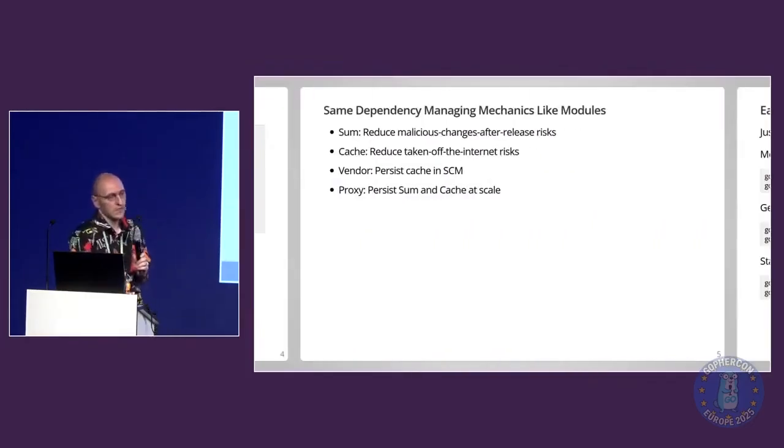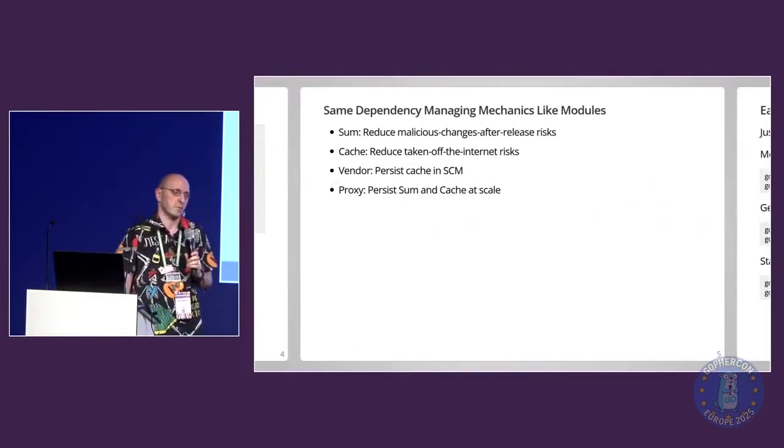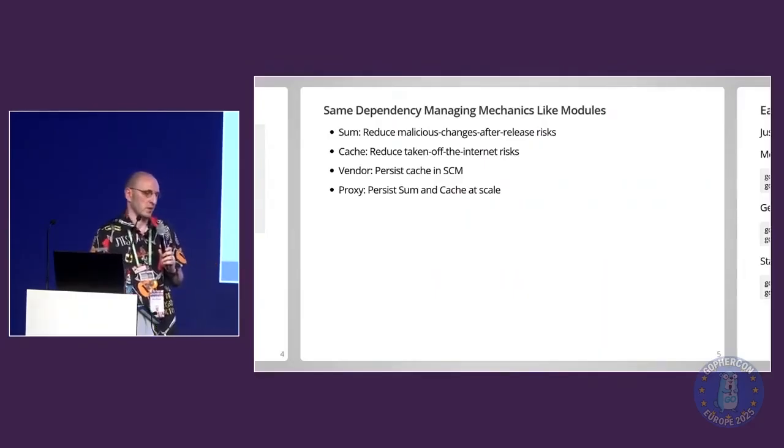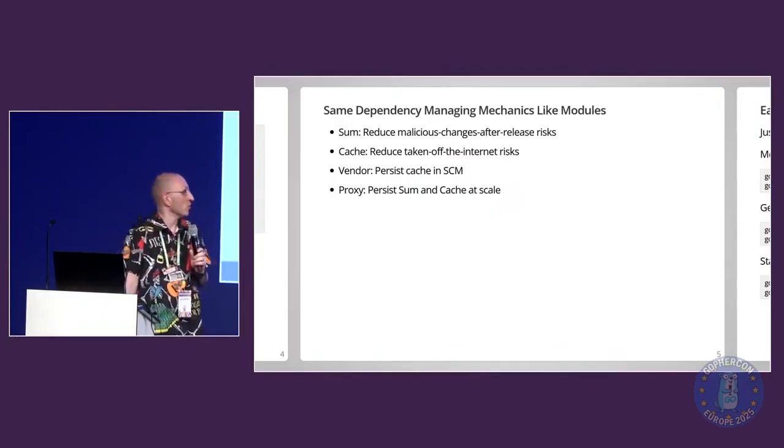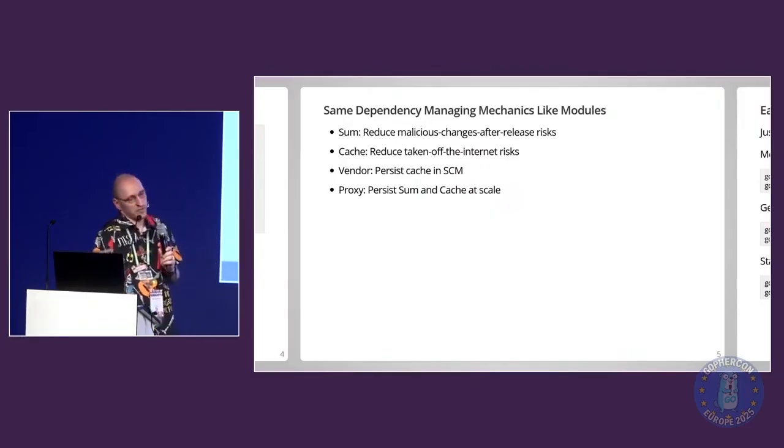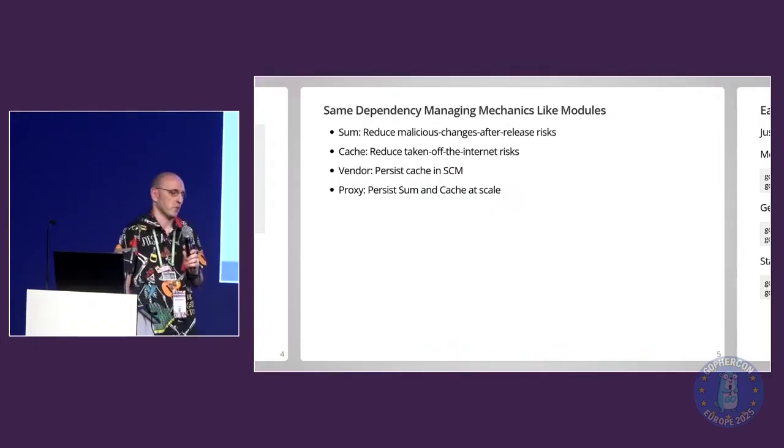So everything we already knew from the dependency management mechanics that we have for the modules also works for the tooling, be it caching, to avoid the npm left-pad incident that everybody knows about, and even scaling it with your own proxy inside of the corporation and not relying on a single developer's machine.